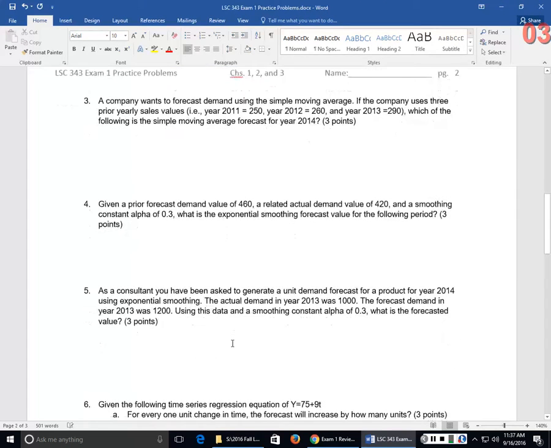Okay, so now we start into some of the forecasting problems, right? A company wants to forecast demand using the simple moving average. If the company uses 3 prior yearly sales values, for example, year 2011 is 250, 2012 is 260, 2013 is 290, what is the simple moving average forecast? Okay, so how do I figure that?